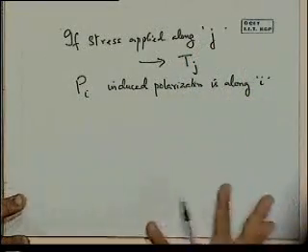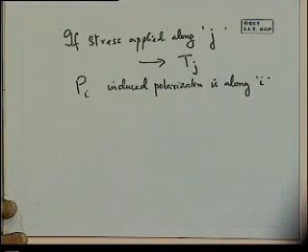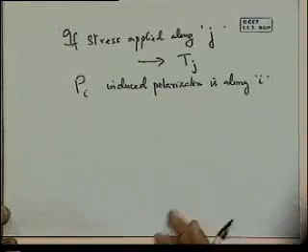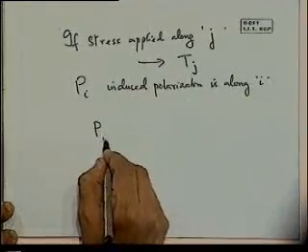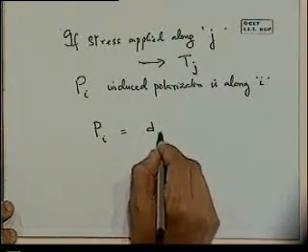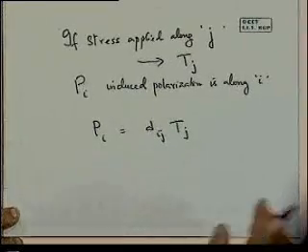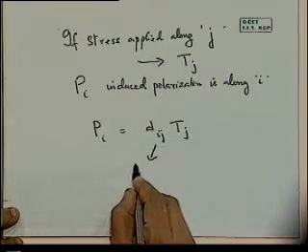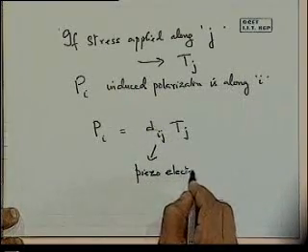They may coincide, they may not. I'm just taking a general situation. In the previous case, J and I are the same because it's along the same direction. But in general, it may not be the same. We can relate these two with a very simple relationship. Pi is equal to Dij Tj, where Dij are called the piezoelectric coefficients.